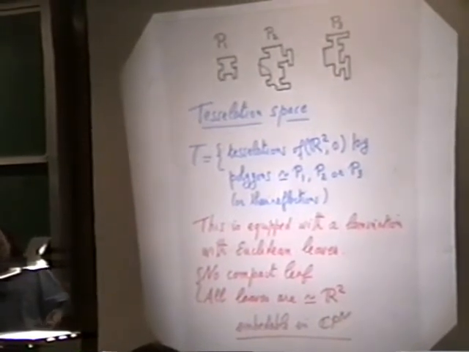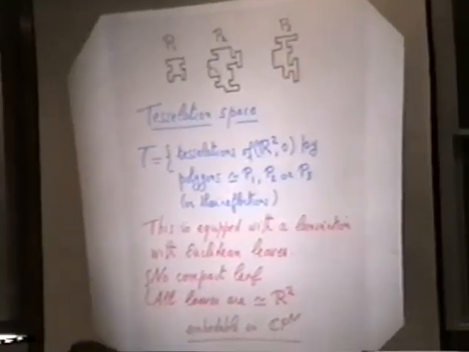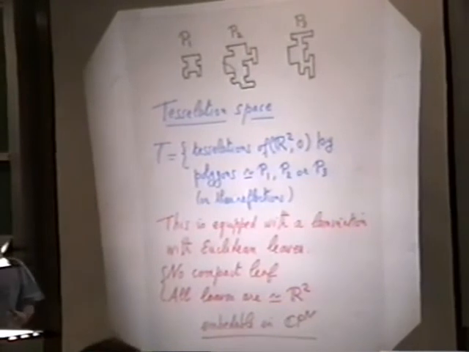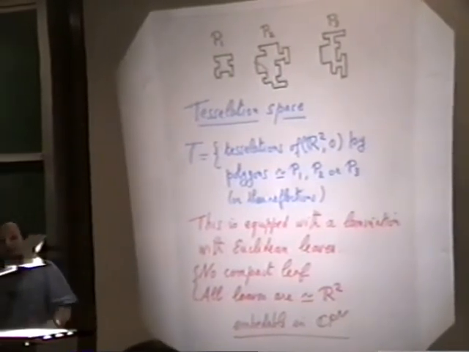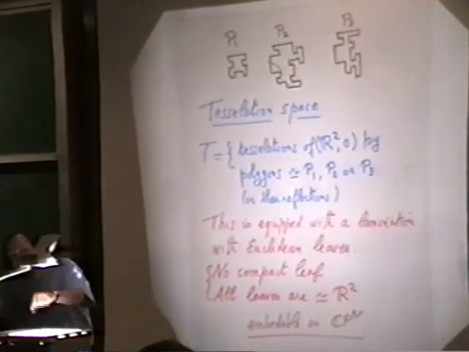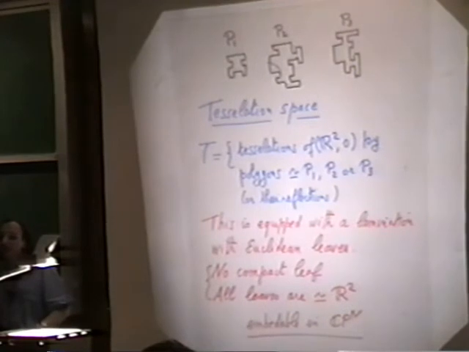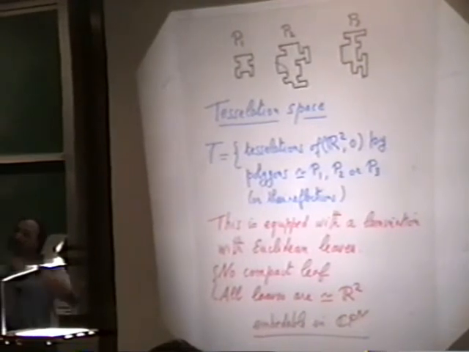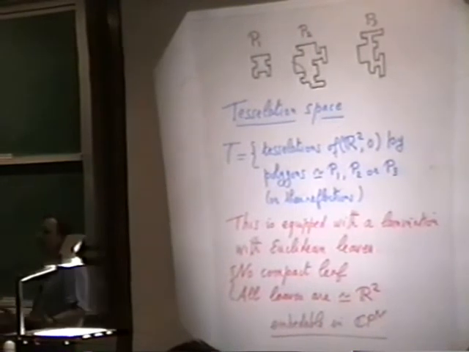So one way to understand this situation would be to look at the set of all possible tessellations of the plane R2. I put here R2 pointed at 0, fixing the origin, by polygons P1, P2, P3, or the images under reflections. So this is a very complicated set, and on this set you put a natural topology.